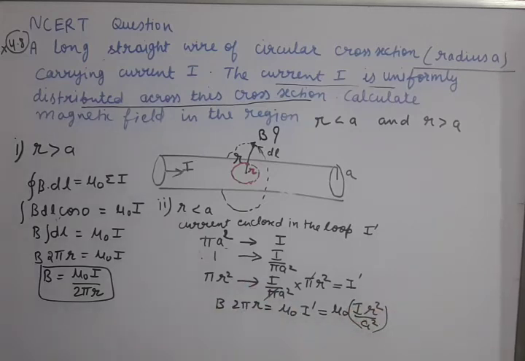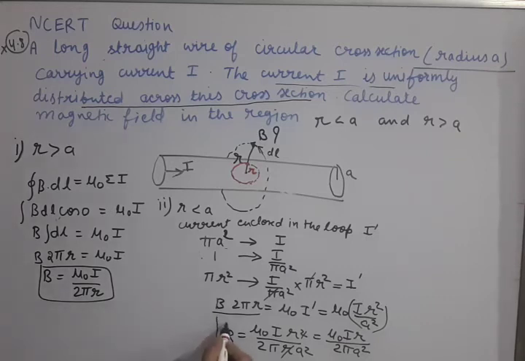Okay, you can see. After that our target is to solve for B. So the B formula will become what? Mu 0 I r square upon 2 pi r a square. One r will get cancelled. So mu 0 I r upon 2 pi a square is the answer. Okay, so this way we have obtained the second answer in this question.